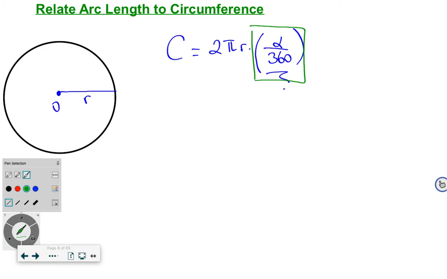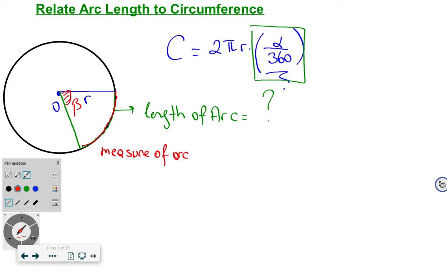Let's say that this is the arc. To be able to find the length of this arc, what are we supposed to do? This is the question. Let's say that your central angle is beta. If the measure of the central angle is beta, what is the measure of this arc? The measure of the arc is also beta as well.